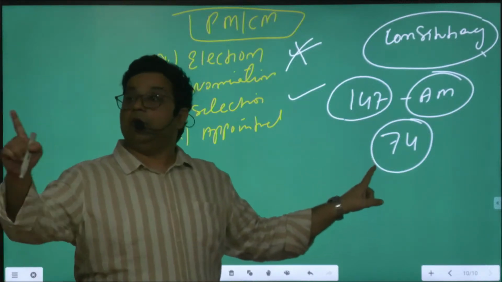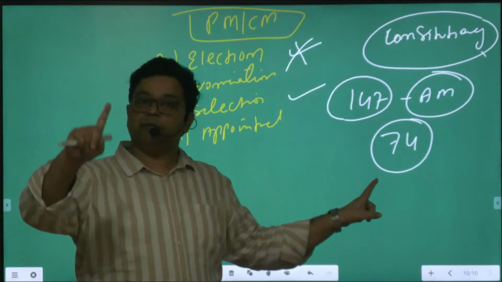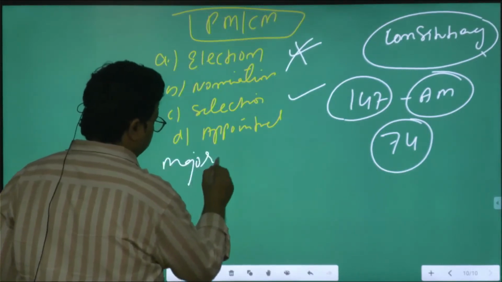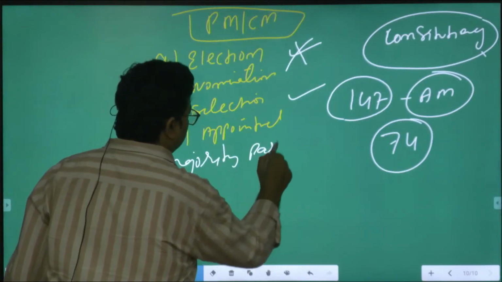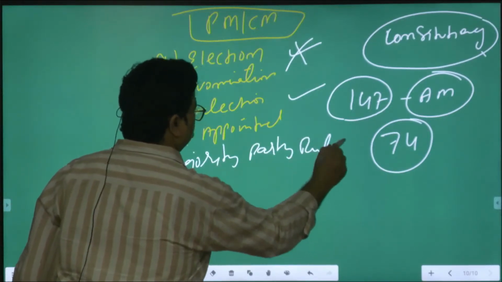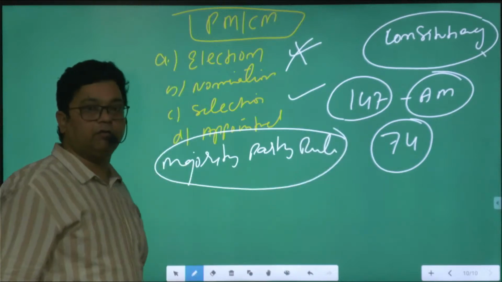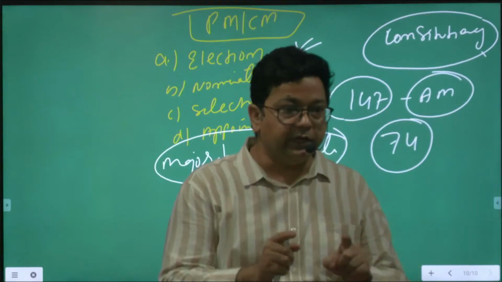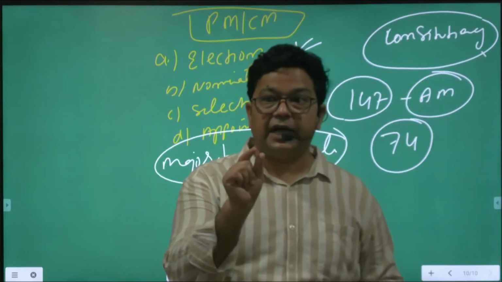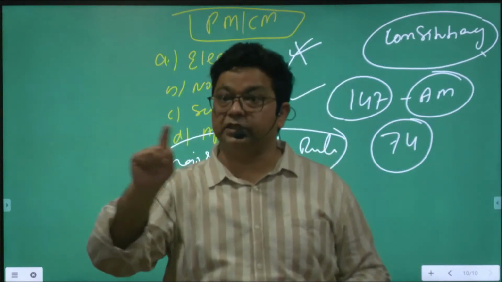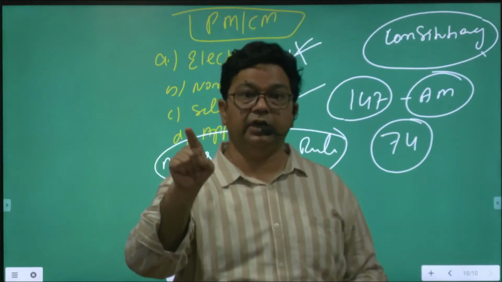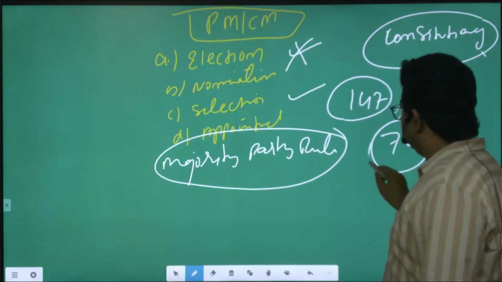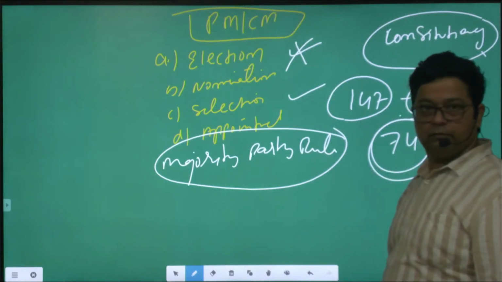Now let me help you understand how a chief minister or prime minister comes to be. We have a parliamentary form of government. One feature of the parliamentary form of government is majority party rule. Now what does it mean? It means the party which has an absolute majority number of seats in the assembly will form a government. Are you getting my point?